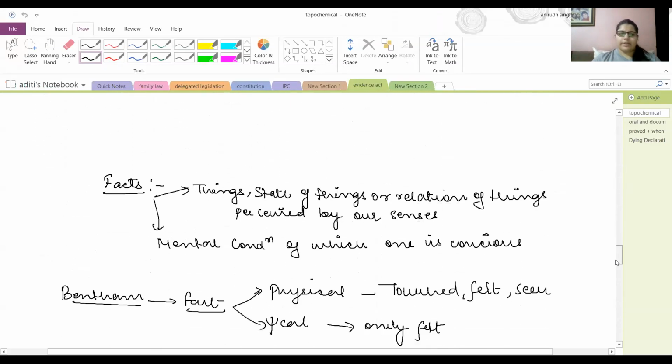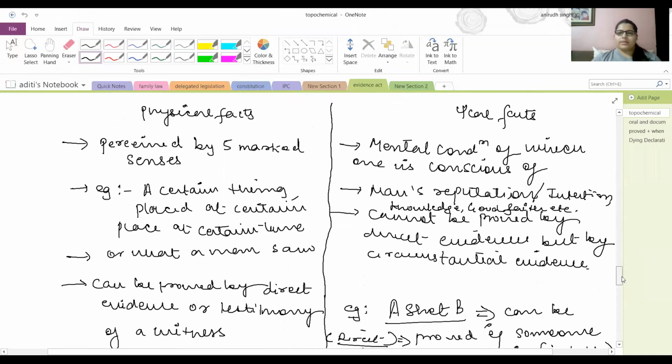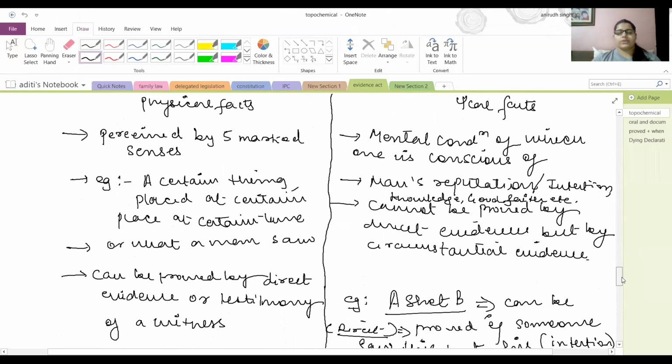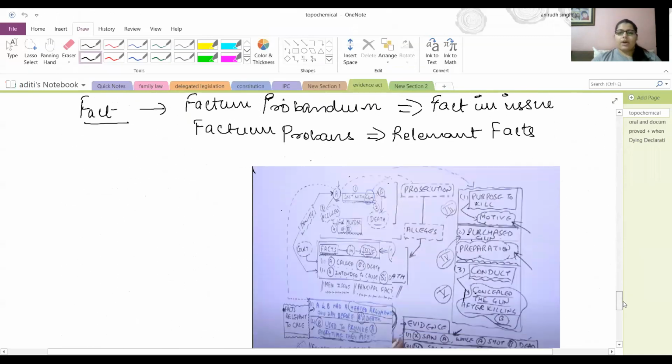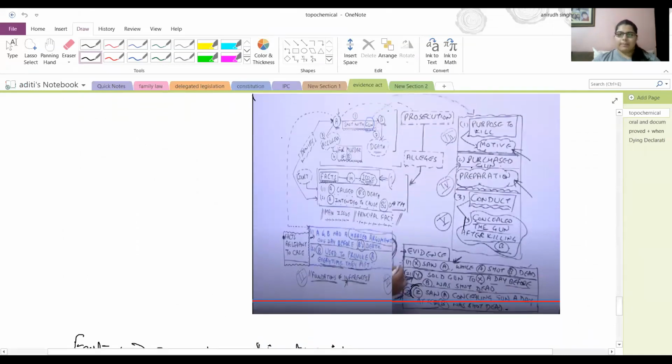These things I've explained. Fact, I have explained totally the concept of fact and what it means, what are psychological facts, what are physical facts. Now, I'll explain with an example the basics of what are fact and issue, what are relevant facts, all these things we'll be understanding.